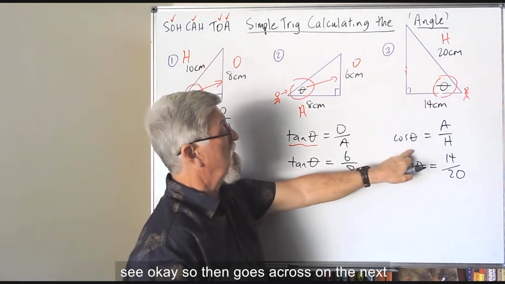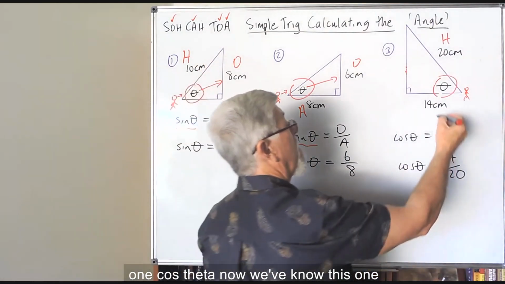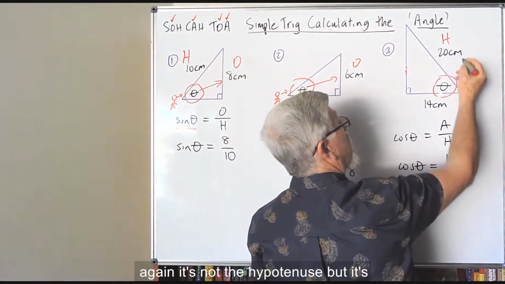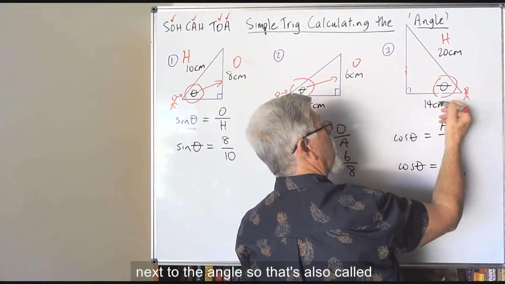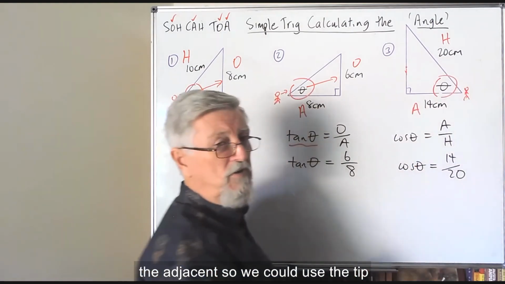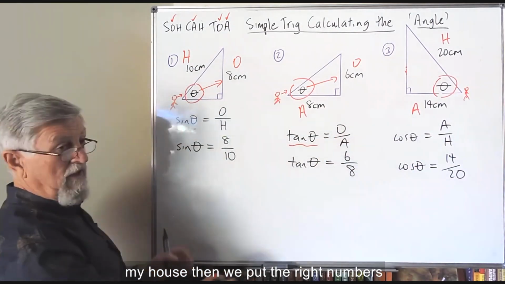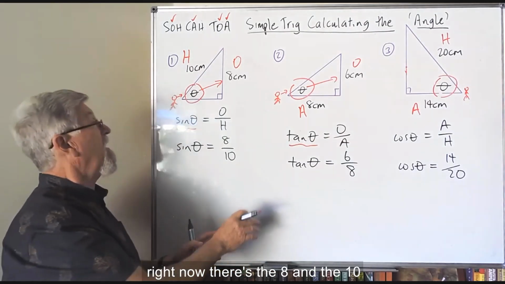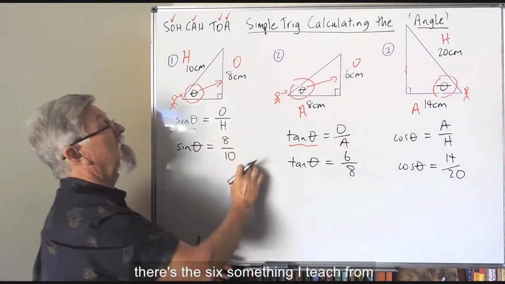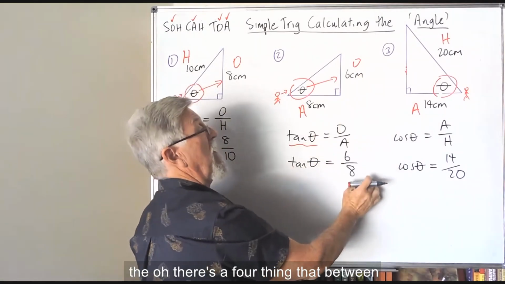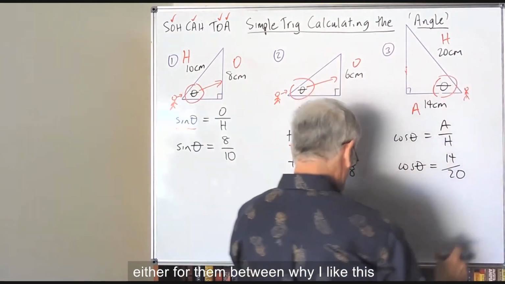Then cross to the next one, cos theta. Now we know this one again, it's not the hypotenuse, but it's next to the angle, so that's also called the adjacent. So we could use the tick method for that one, and we get an A and an H. Then we can put the right numbers in. So let's shortcut it so this doesn't drag out. There's the 8 and the 10. There's the 6 and the 8. There's the 14 and the 20.